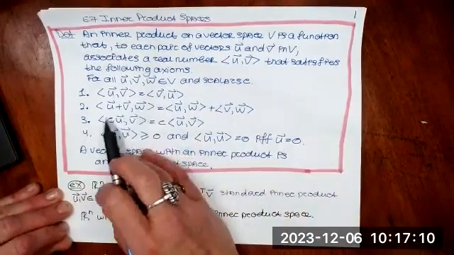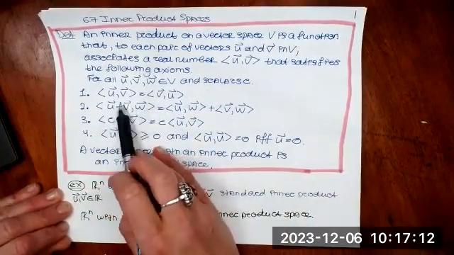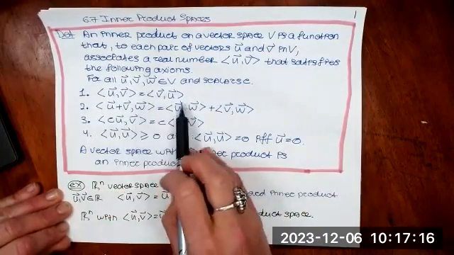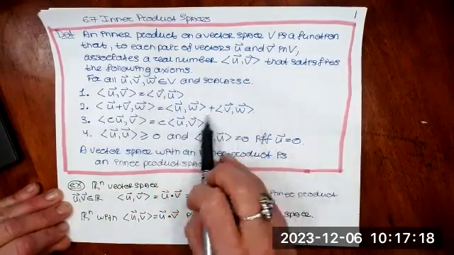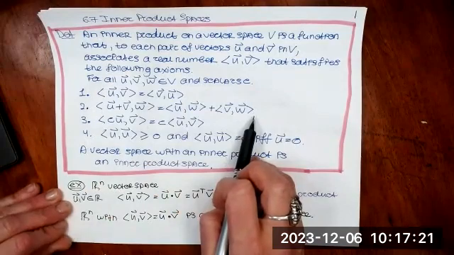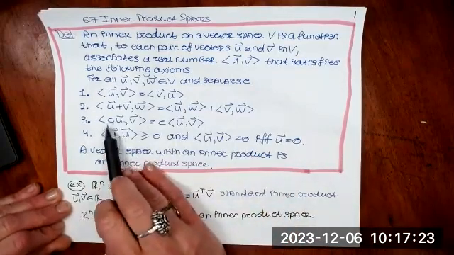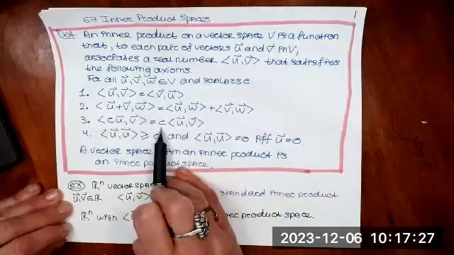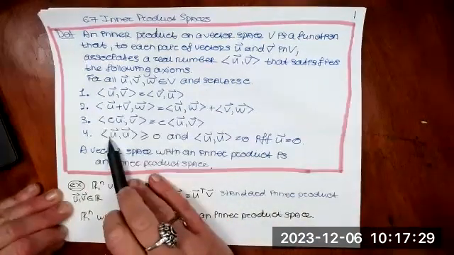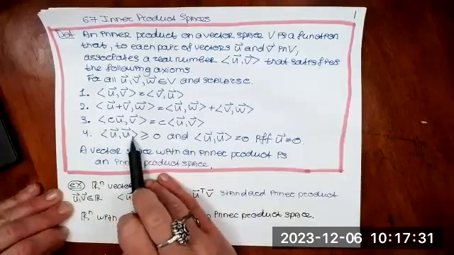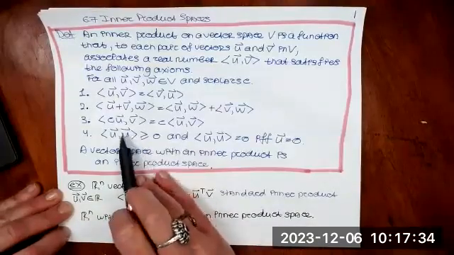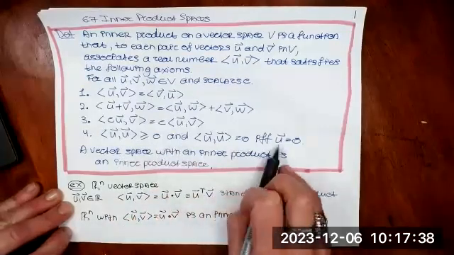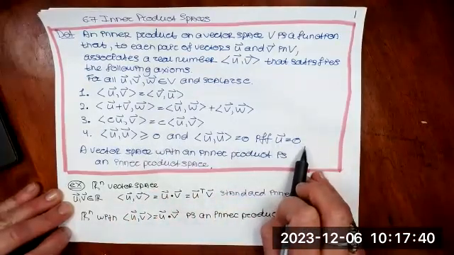The second property, I want to be able to distribute. If I have U plus V inner product with W, then this is the same as the inner product of U and W plus the inner product of V and W. Also, if you have a constant multiplied by one of the vectors in the inner product, I can always factor this constant out. And then if I'm doing inner product of a vector with itself, it's always greater than or equal to 0, and 0 only if the vector itself equals 0.